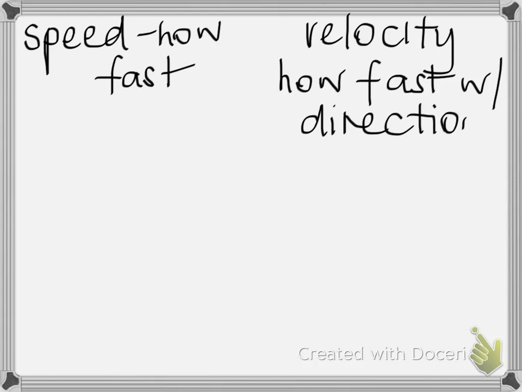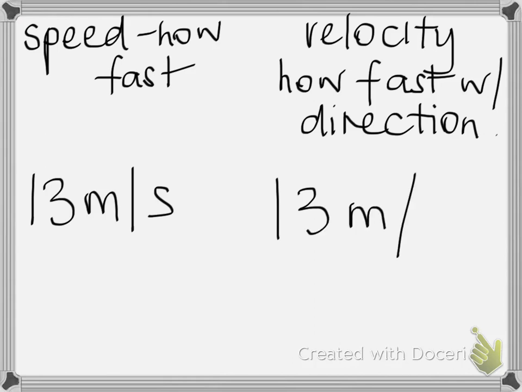So for example, if I'm travelling in a car, I say that my speed is 13 meters per second, right? But I might be travelling in a northerly direction, so my velocity would be 13 meters per second north. So basically the difference is speed just looks at how fast you were going, and there's two different types.